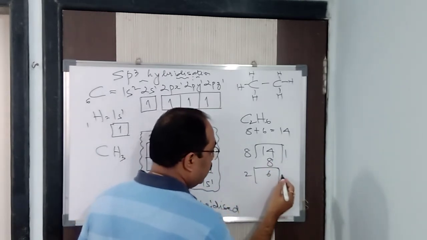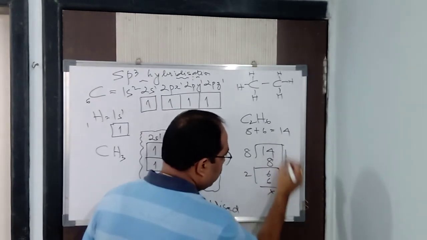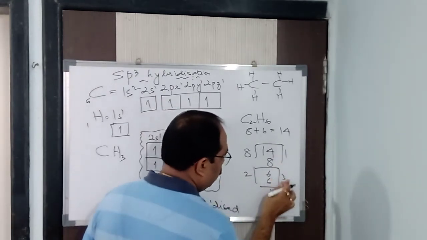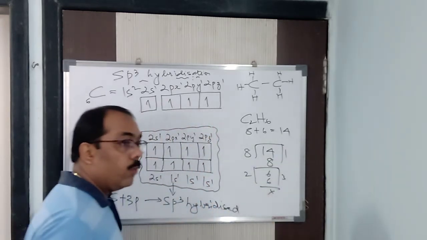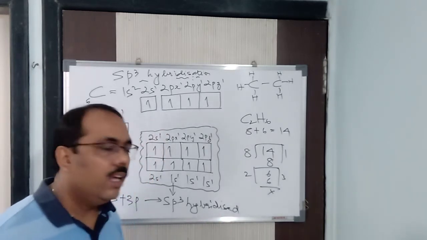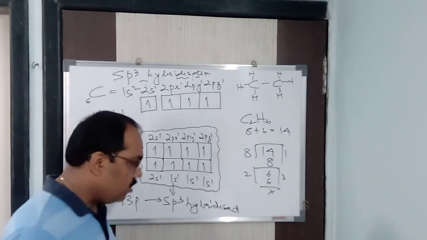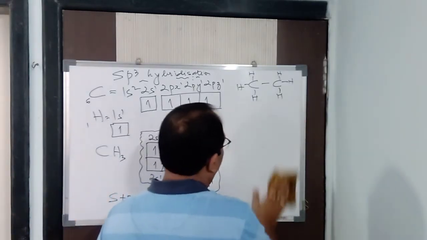Now the remainder divided by 3: 2 threes are 6. Done. 1 plus 3. This is Q1, this is Q2. So Q1 plus Q2 will give the value of X. 1 plus 3 is what? 4. 4 means what? I have told you already: sp3 hybridized. What is that? Tetrahedral. Got it? In this way you get it by the help of the formula. You get it manually also. Clear?